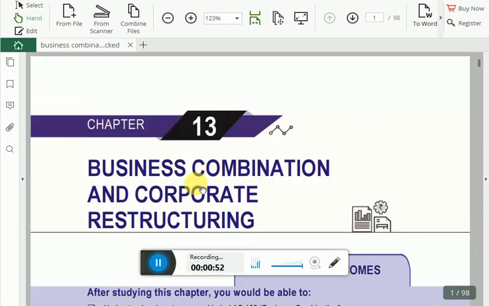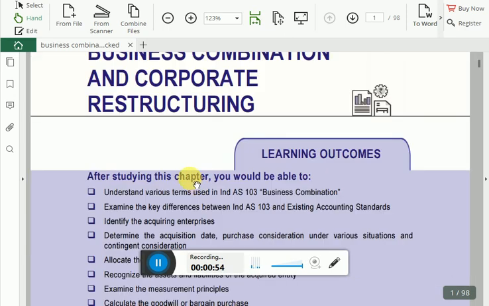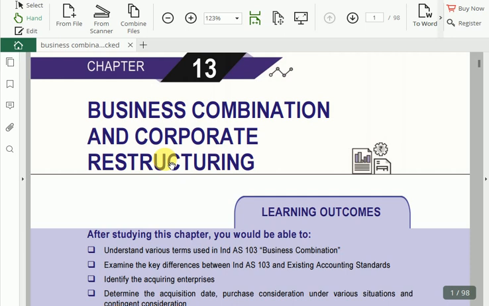We are coming directly to the point. Ind AS 103, business combination and corporate restructuring, we will study from the CA Institute module. So what does the module say?